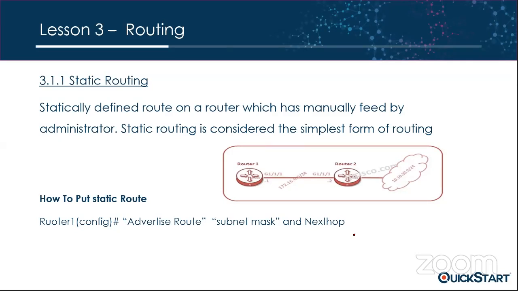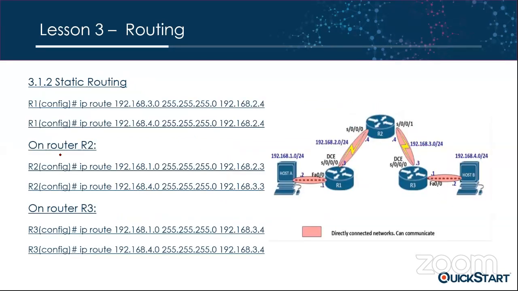I would give you a better example on the next slide. All right, so you see this network here. It has 3 routers, right? And each of them is connected with a serial connection. This network is with .1. This network is with .2, right? This network is with .3. This network is with .4. So there are 4 networks here and 3 routers.